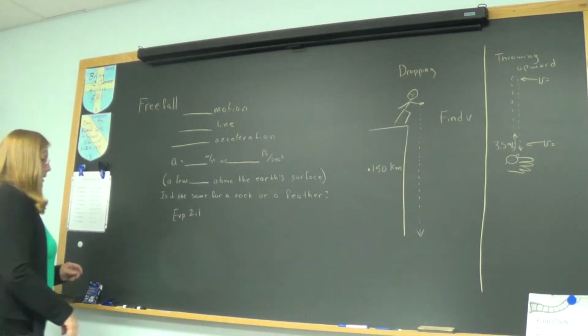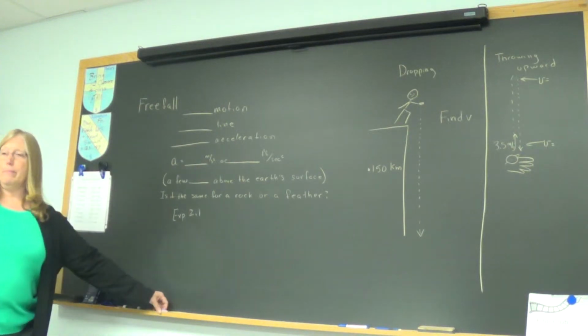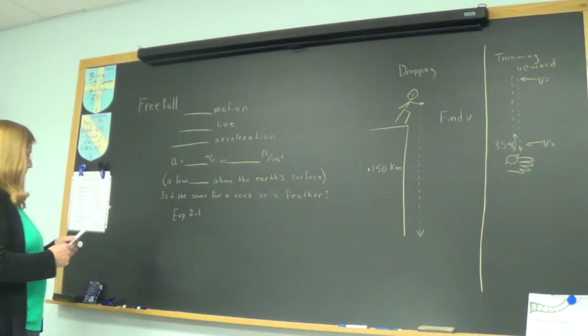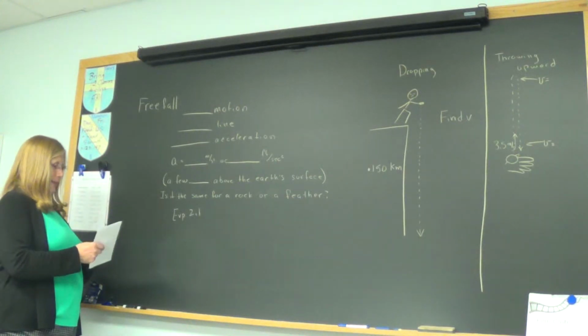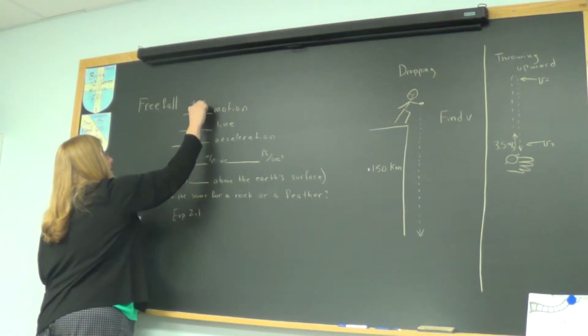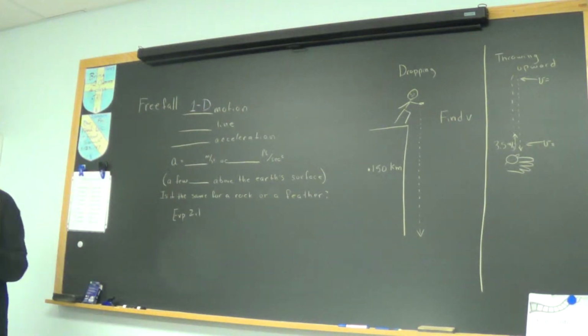So free fall has several parts that are required. The first one that we require is that the motion has to be one-dimensional. If you didn't have that note already, just add it to your notes. It is straight line.